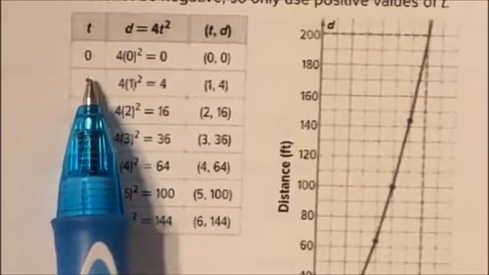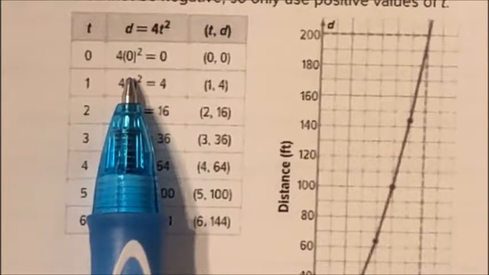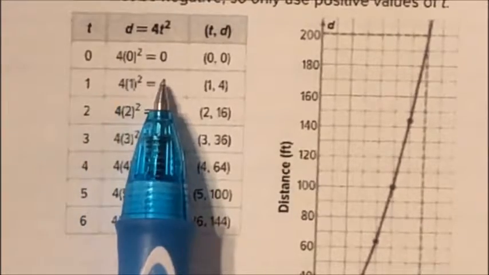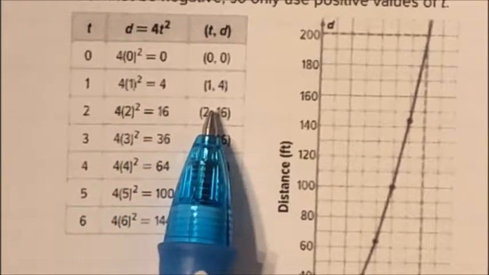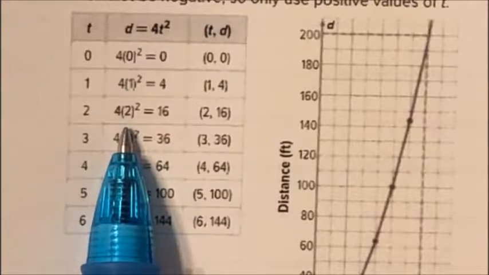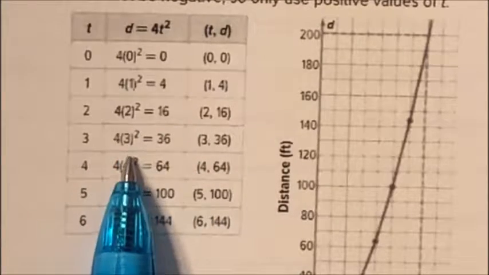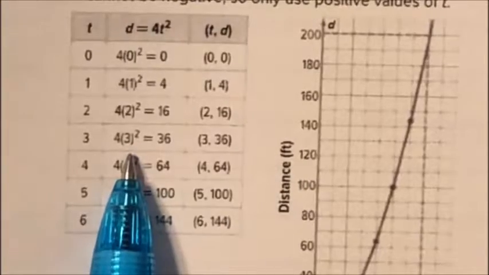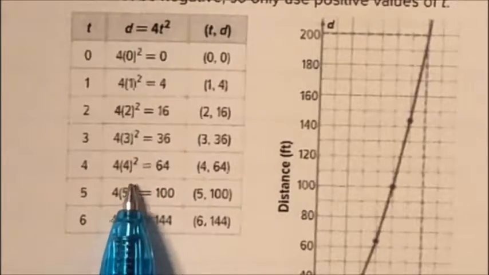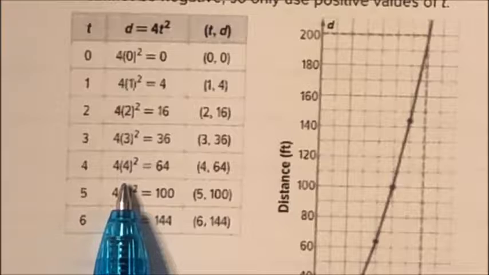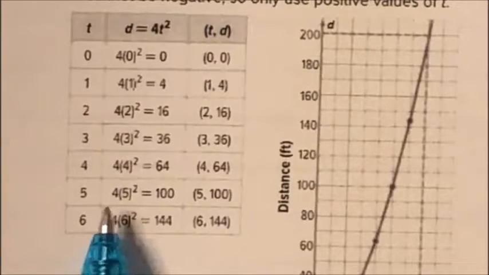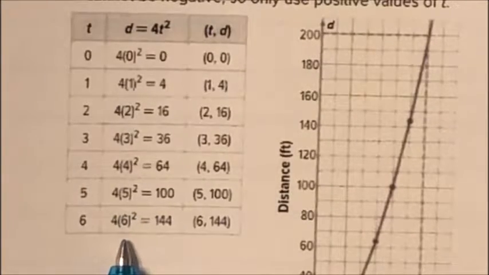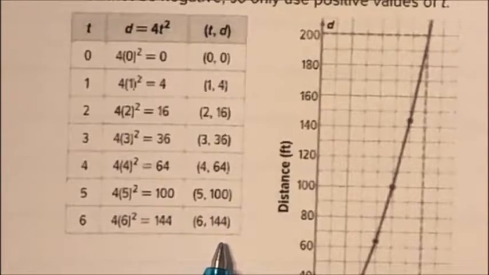When I do that, 0 squared is 0 times 4 is 0. 1 squared is 1 times 4 is 4, so (1, 4). 2 squared is 4, 4 times 4 is 16. 3 squared is 9, 9 times 4 is 36. 4 squared is 16 times 4 is 64. 5 squared is 25 times 4 gives me 100. 6 squared is 36 times 4 gives me 144.